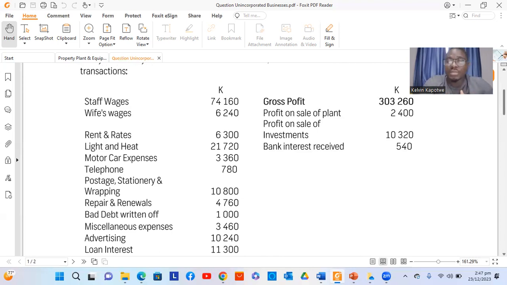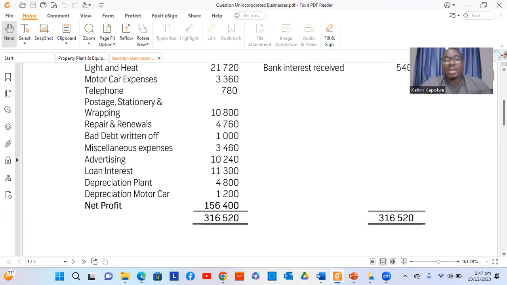Then we have loan interest. This is loan interest paid, amounting to 11,300. Then we've got depreciation on plant, amounting to 4,800. And then we have depreciation on motor vehicle, amounting to 1,200. The net profit recorded for this particular year is 156,400. This profit is what we are calling the accounting profit, the accounting profit arrived at by the accountant for Mr. Jaden Mapalo Kapotwe.